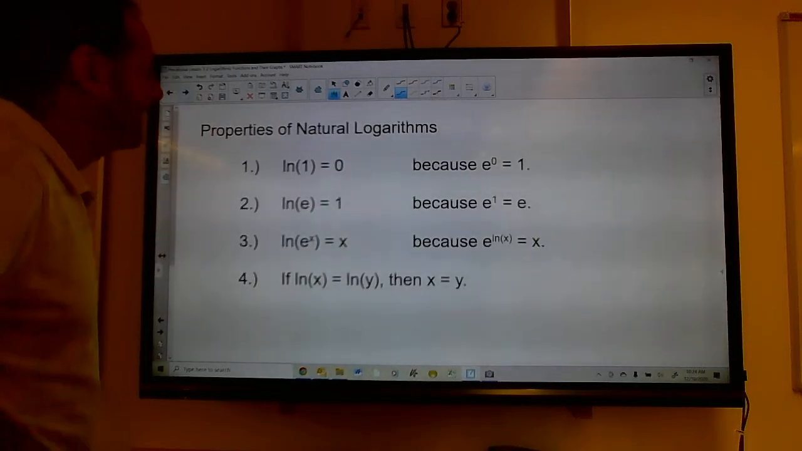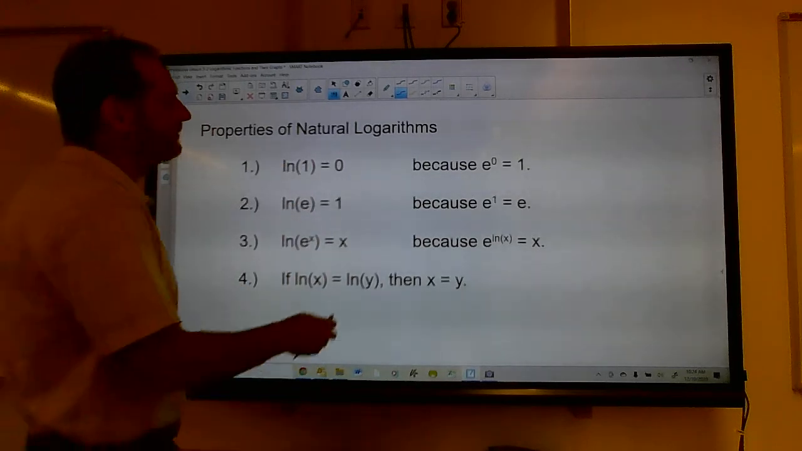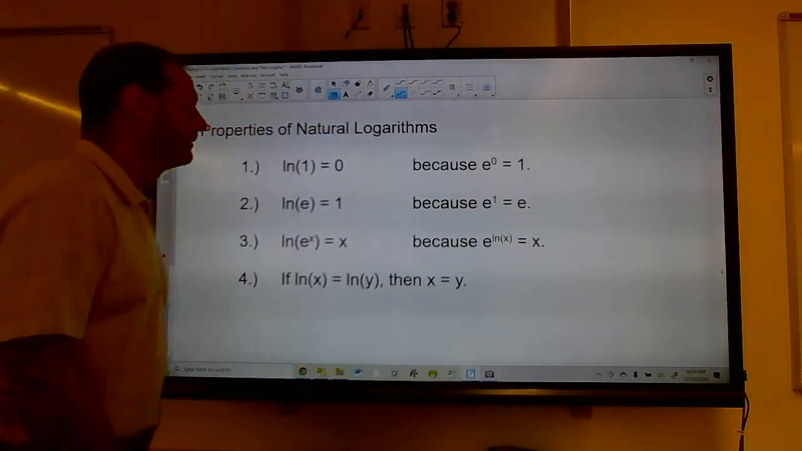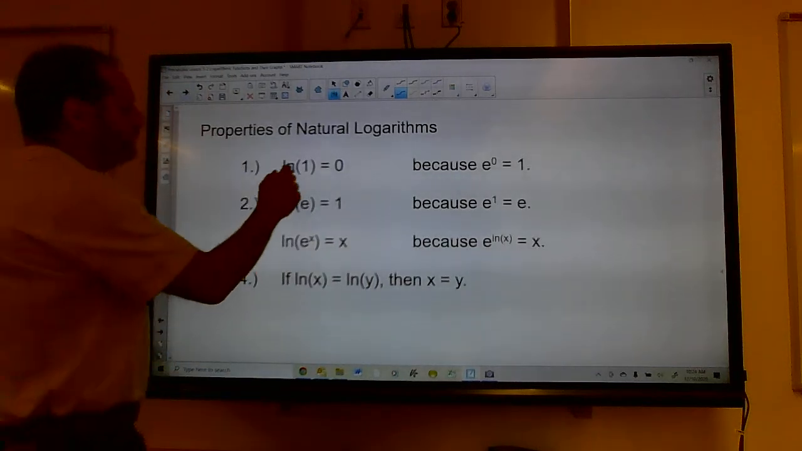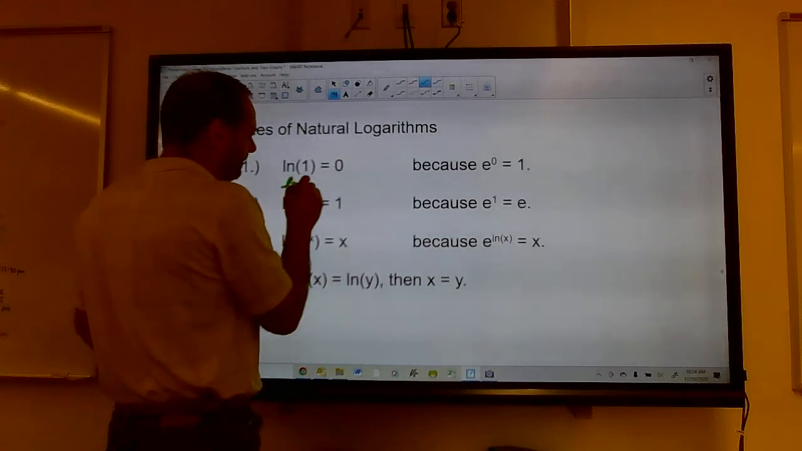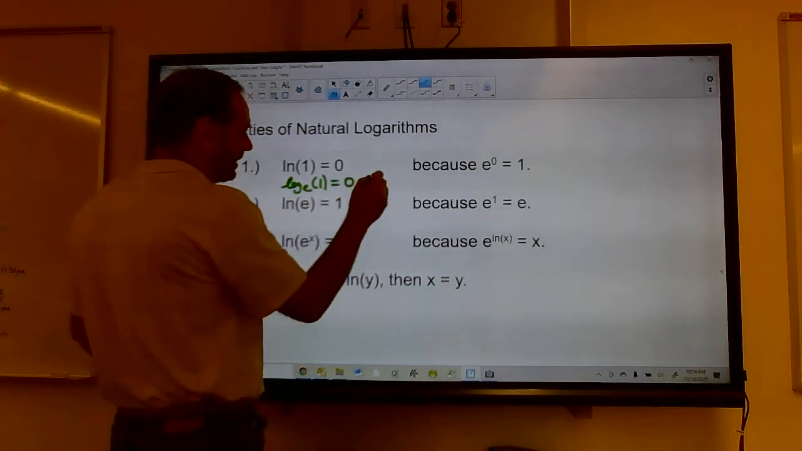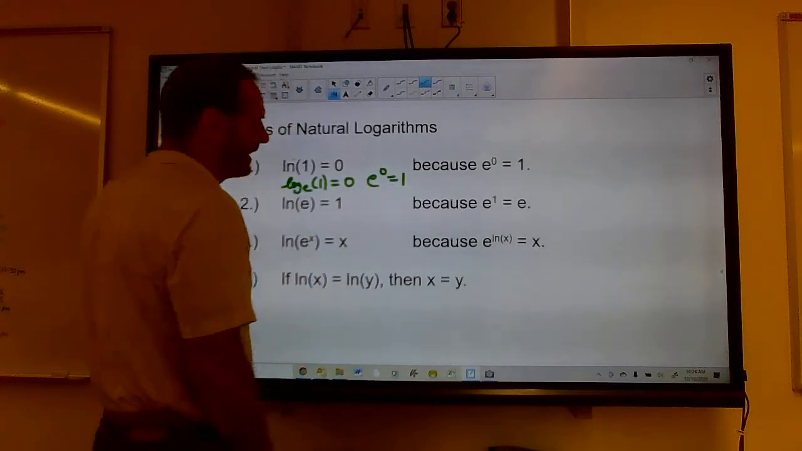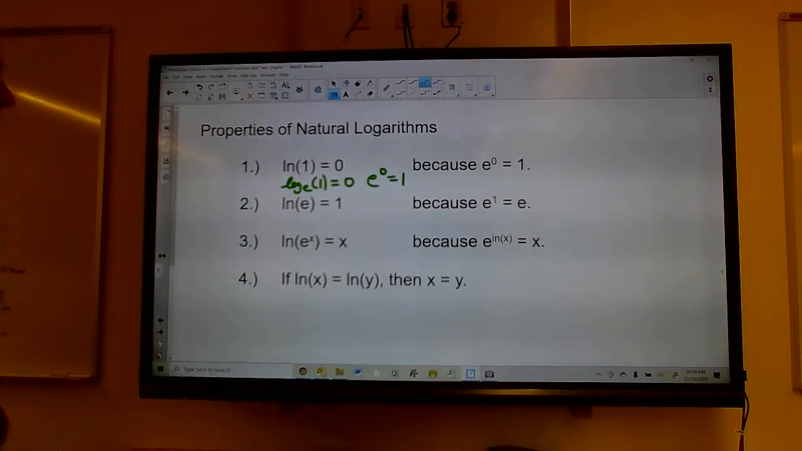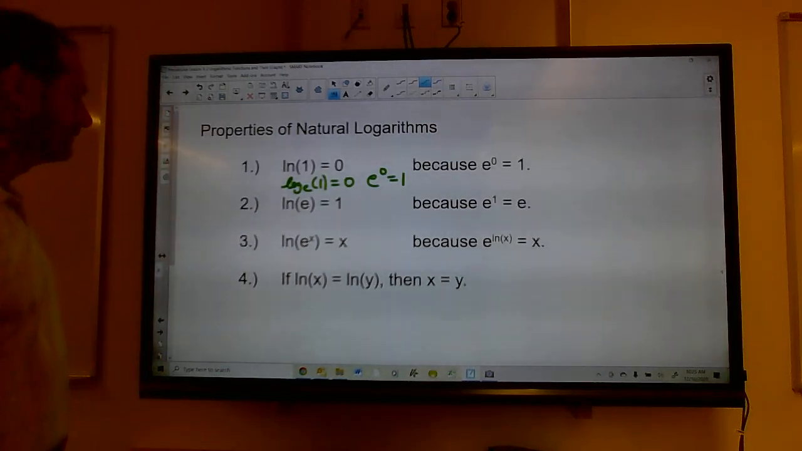So, properties of natural logarithms. The natural log of 1 is 0 because e to the first power is 1. If you get confused by stuff like this, you could always rewrite it like this, and then you can rewrite it as, oh, and that makes sense. Okay. The natural log of e is 1. That's because these two things are inverses and they cancel each other out.